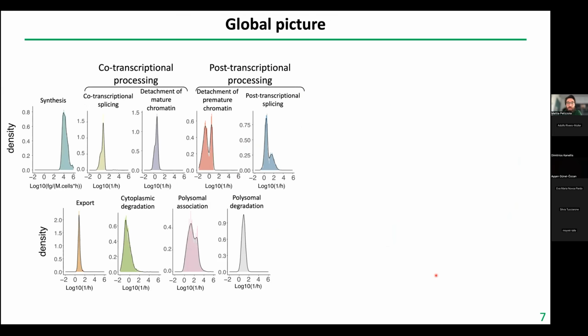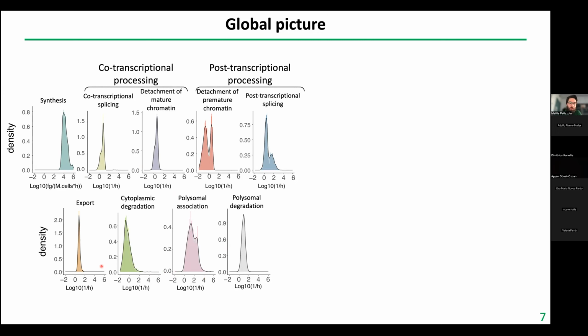Of course, you can do the very same analysis for thousands of genes, and here you see the distributions of the kinetic rates, again, from synthesis down to polysomal degradation, for all these genes that we profiled with our genome-wide study. Looking at these distributions, we can immediately see that specific rates have specific orders of magnitude. I mean, there are faster and slower rates. Moreover, we can see that there are distributions which are narrow and others that span several orders of magnitude.